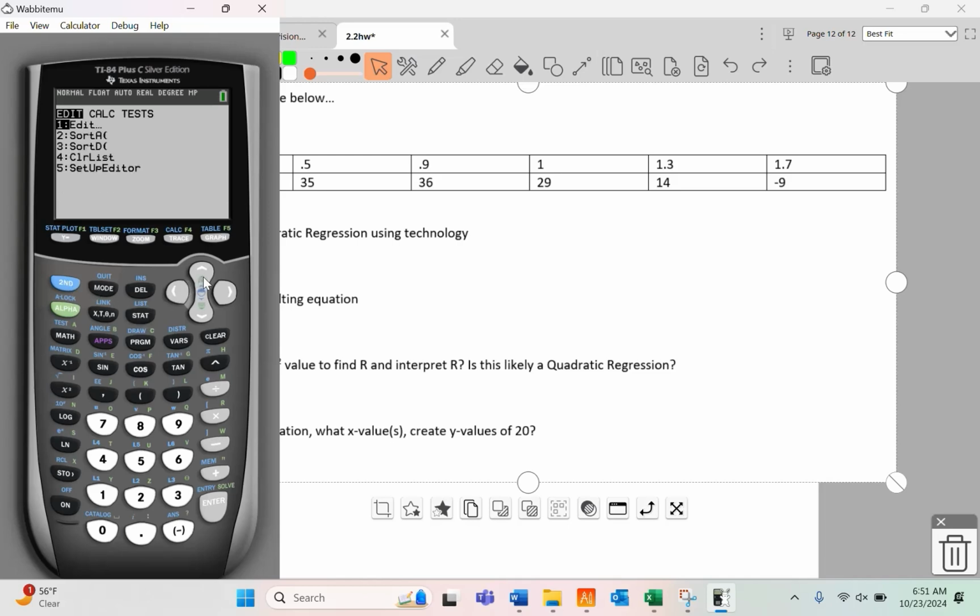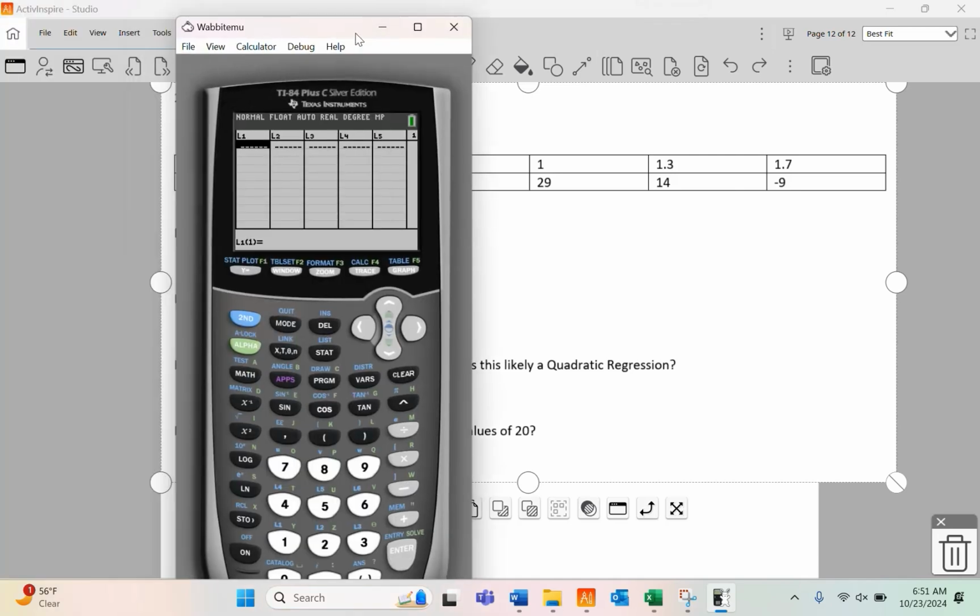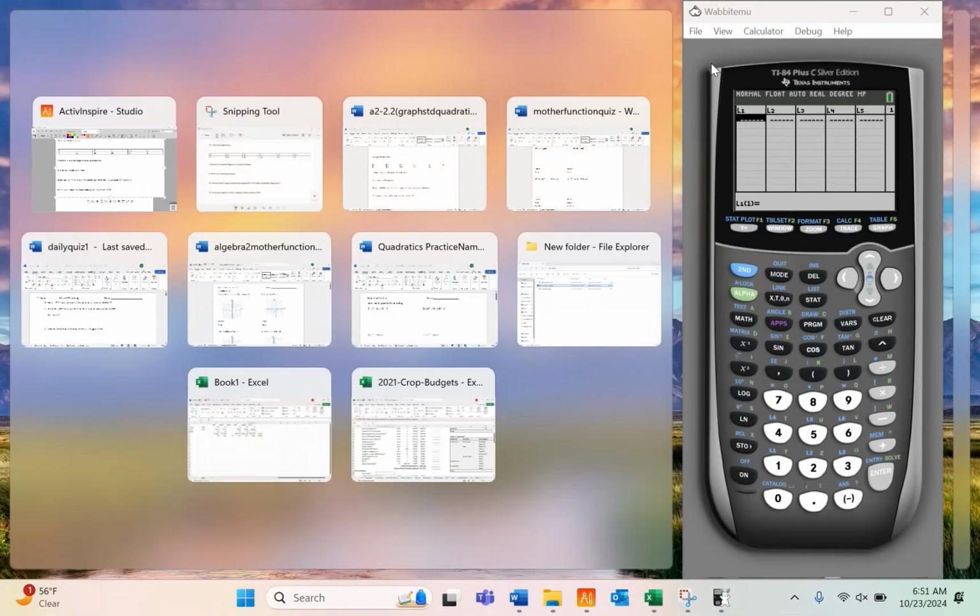Stat, Edit, which is highlighted. Generally speaking, your top row is list 1 and your bottom row is list 2. I've got to clear some stuff out because who knows what's in there. Anyways, time to put this stuff in.